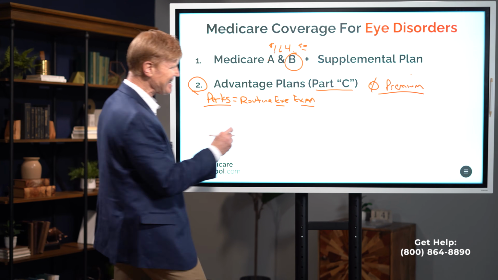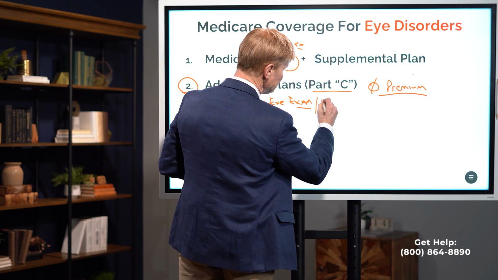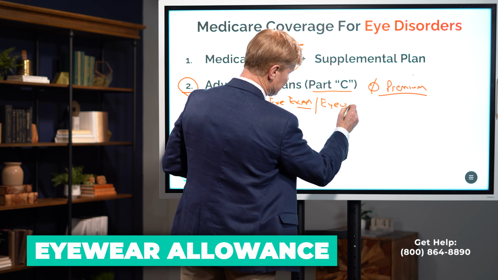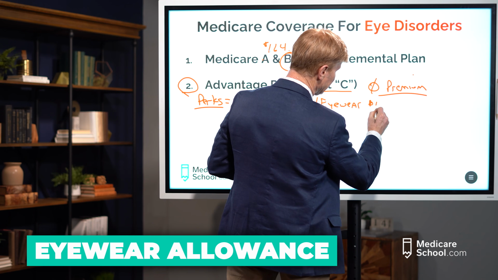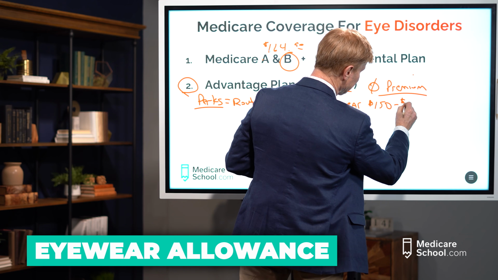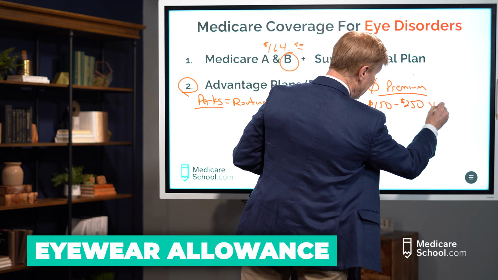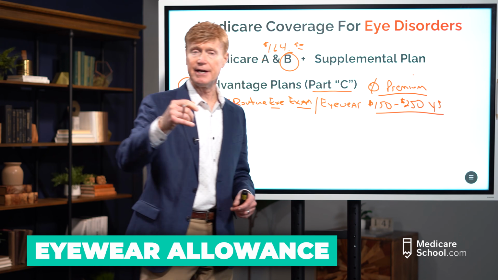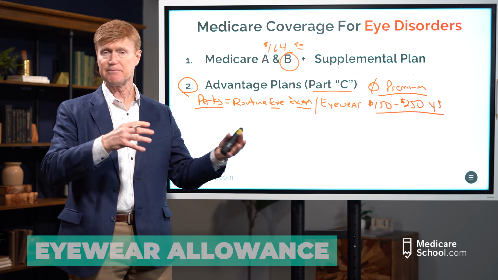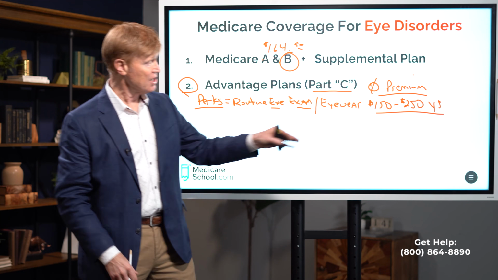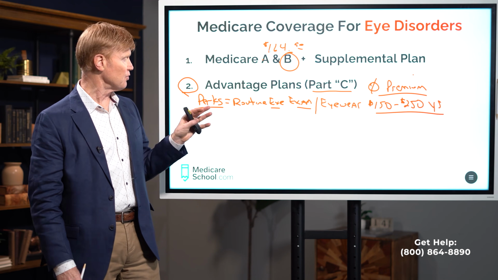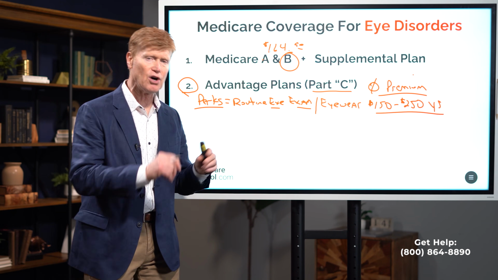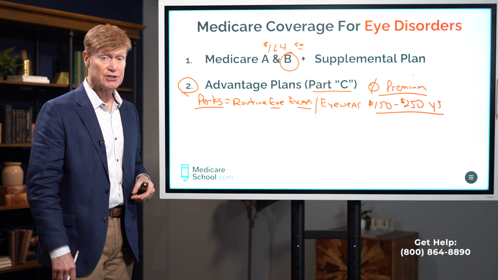Secondly, what they do is they give you an eyewear allowance. And that varies anywhere from about $150 to maybe $250 a year, and that money can be spent on glasses, frames, lenses, those kind of things, or contacts. So again, they give you a little minimal, because remember, original Medicare doesn't cover any of that. So those are two perks that come along with the Advantage plan not offered in this option number one.